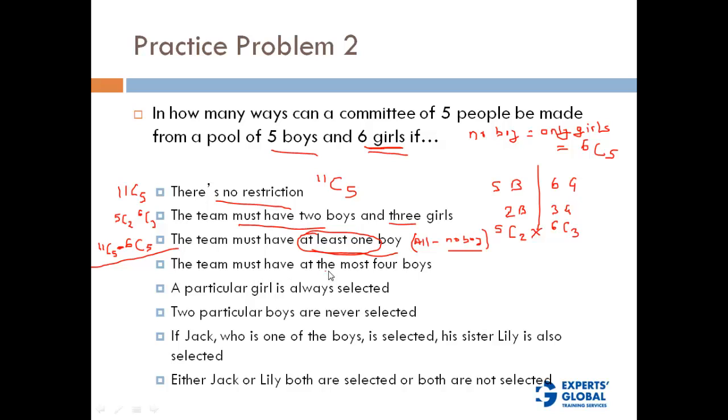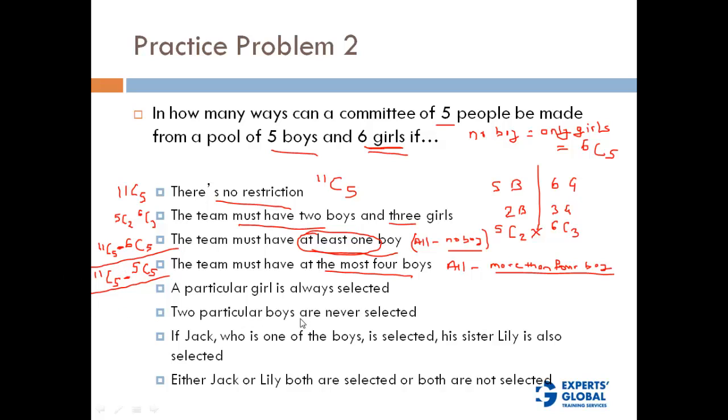The team must have at most 4 boys. Okay, so at most 4 boys means all options minus the options in which there are more than 4 boys. Correct? More than 4 boys means 5 boys, because there are only 5 boys here. That means there is going to be one option wherein all 5 boys are selected as the committee members. So the answer here will be all options 11C5 minus 5C5.